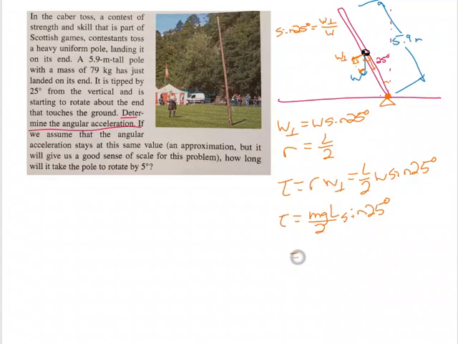How come the mg goes up top? It doesn't matter how you write it. It could be 1/2 mgL sine 25. I just happen to write it like this. So I can write it like that: 1/2 times the mass, 79 kilograms, times 9.8 meters per second squared, length of the rod, 5.9 meters, sine 25 degrees.